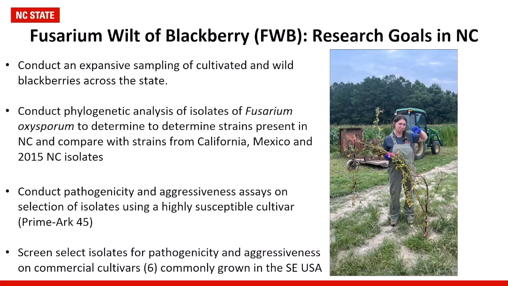So then we conducted pathogenicity and aggressiveness assays on select isolates using a highly susceptible cultivar, and we chose Primark 45, which unfortunately has thorns on it. That was really cruddy to do, but it tended to be the most susceptible cultivar we were working with. And then after that, we wanted to take select isolates with different levels of aggressiveness and test them on 6 commercially available cultivars grown in the southeastern United States. All right, so that was the plan.